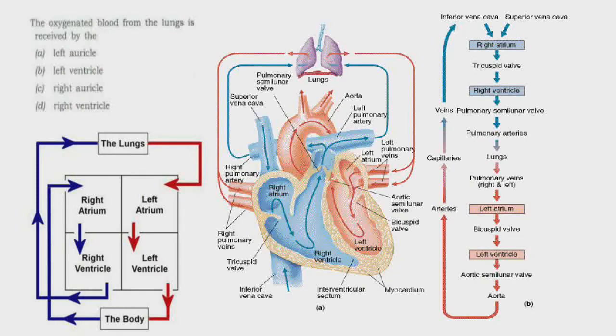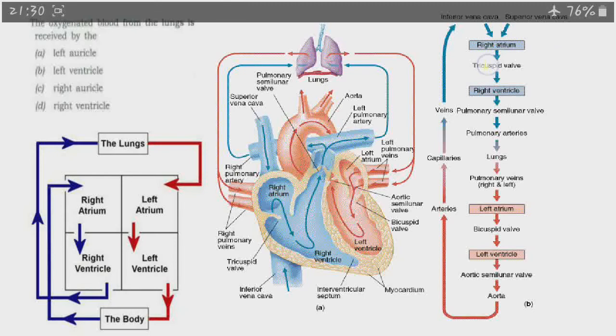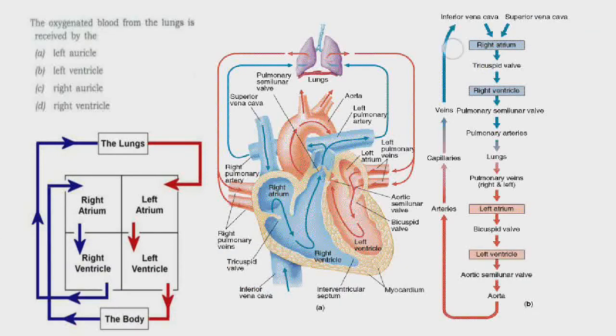In this diagram also you can see the inferior vena cava and superior vena cava. The blood goes to the right atrium, then it goes through the tricuspid valve. I told you that there are valves. We will see about the tricuspid and bicuspid valves later. Now this goes to the right ventricle, then through the pulmonary semilunar valve to the pulmonary arteries, then to the lungs for purification. It gets purified and comes back through the pulmonary veins to the left atrium.